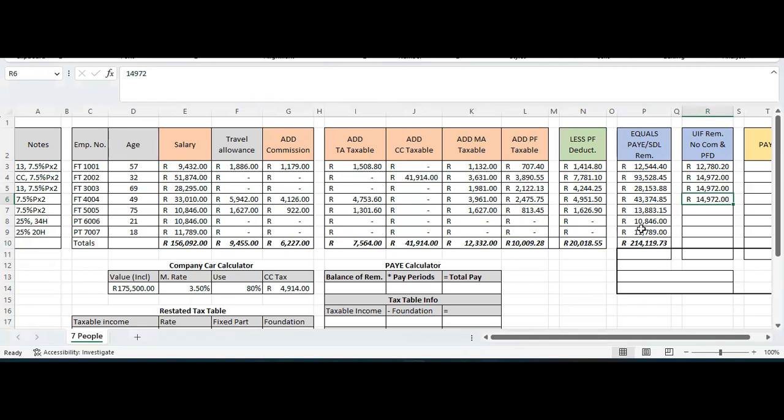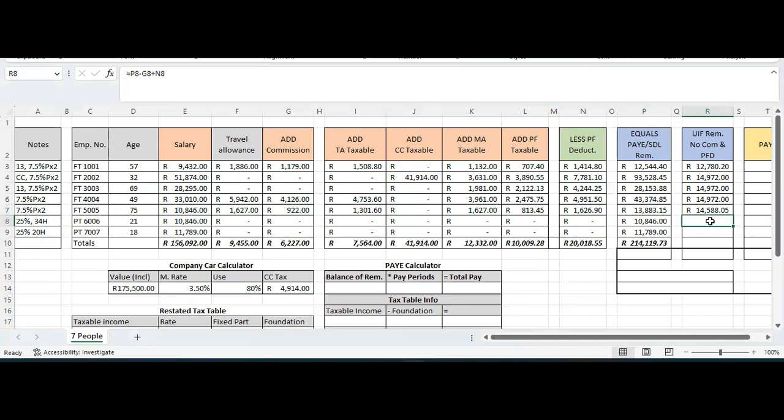Now, when we get to this fifth person here, we see that his pay-as-you-earn remuneration is 13,883, and to make matters worse, he does get a commission, but the commission is small and the pension fund deduction is a bit more. So our hunch is that if we look at that amount and we follow our formula, we're going to get something a little less than the funding salary, and indeed it is. The minimum funding salary is 14,972, and he is paying 14,588. So we have to put it in the column.